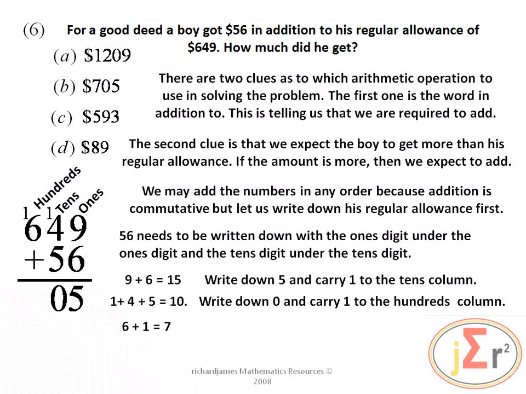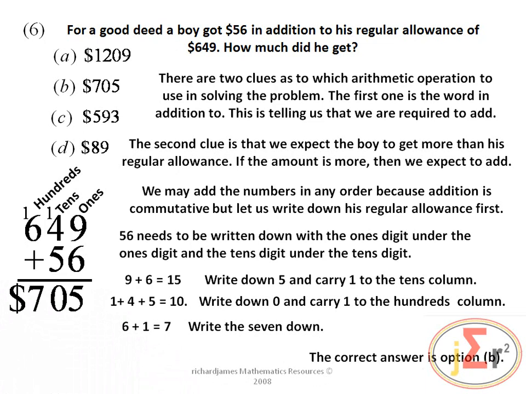Then finally, 6 plus 1 is equal to 7. So we just write the 7 down. And that's all there is to it. Well, that was not all. We needed also to include the dollar sign. The correct answer is option B.